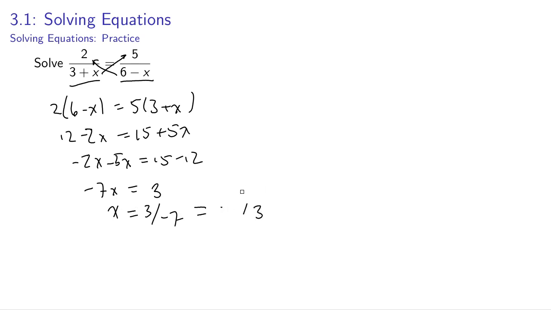Sorry, minus 3 sevenths. I accidentally reciprocated the fraction. So we can always make a silly mistake. Now we need to go back and think, does this make these denominators 0 and thus invalidate our solution? Well, only minus 3 or 6 would do that. So this is a solution. X is minus 3 sevenths.